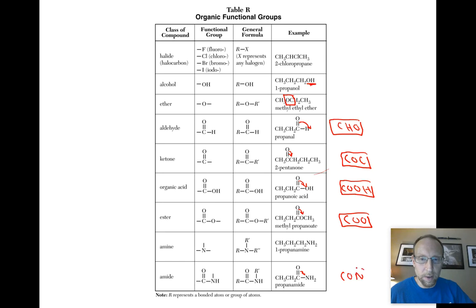And then the amines, you're just going to look for an N. You see an N without an O, you know it's an amine. And the halides, you're just looking for a halogen. You see a halogen in there, you know it's a halide. So use Table R. It's all right here.